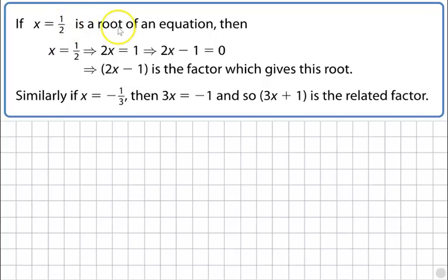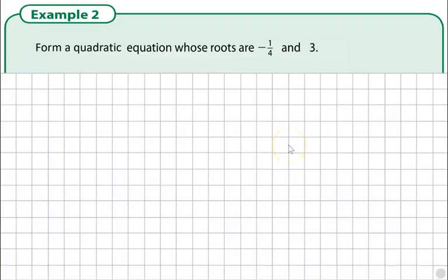If x equals a half is a root of an equation, then x equals a half gives us 2x is equal to 1. So 2x minus 1 is equal to 0, and 2x minus 1, therefore, is the factor which gives this root. Similarly, if x equals minus a third, then 3x is equal to minus 1, and so 3x plus 1 is the related factor.